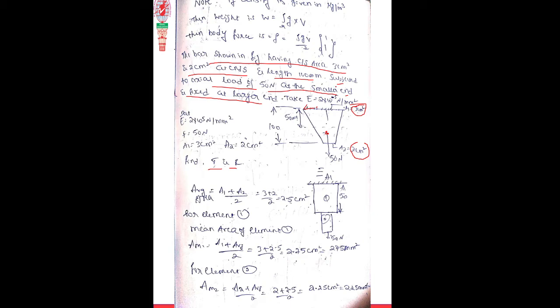All of you got it? Take Young's modulus as 2 into 10 raised to 5, not minus 5, plus 5 Newton per mm square. And draw the figure, all of you.